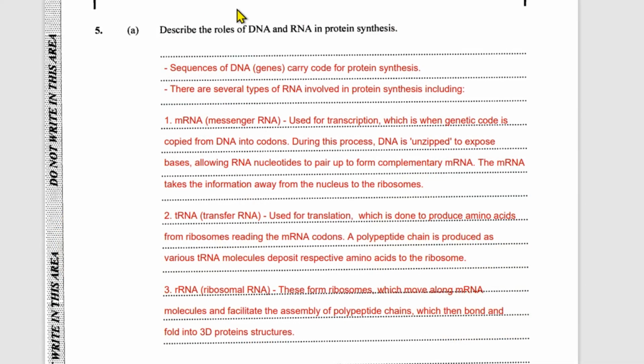(5a) Describe the roles of DNA and RNA in protein synthesis. DNA is a nucleic acid made up of nucleotides. Nucleotides contain bases, sugars, and phosphate groups. And those bases would be like adenine, cytosine, guanine, and thymine. That's in DNA. Those would link together in long chains and long sequences and can be read. Those letters can be read in triplets, and we call those codons.